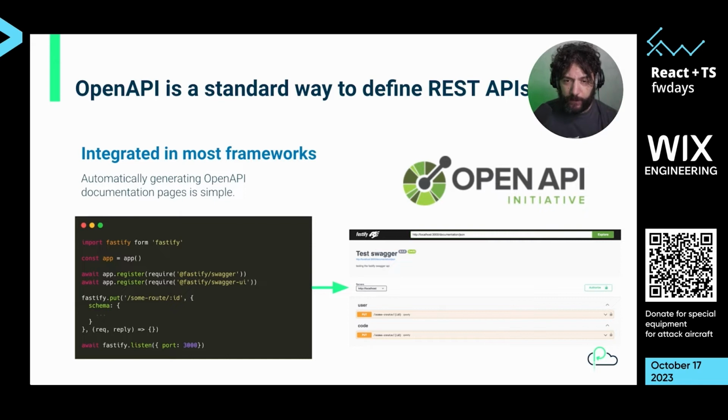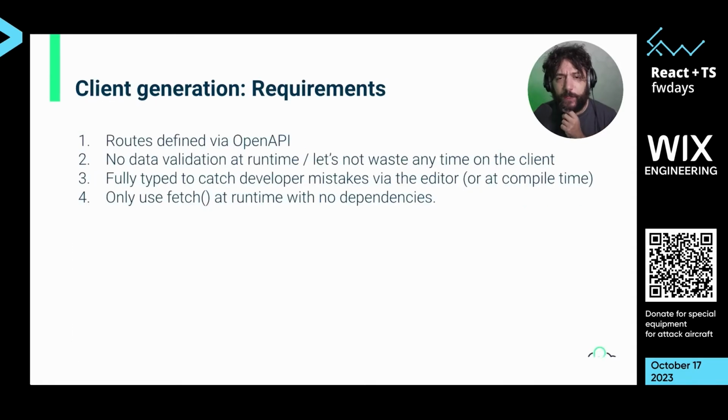Good, perfect. But how about the consumer? How can we consume this on the front end? Well, I had a few requirements here. First, I want the routes to be defined via OpenAPI, because mostly I get them for free using Fastify. I wanted something that does not do any data validation at runtime. I did not want to waste any time on the client with the response.